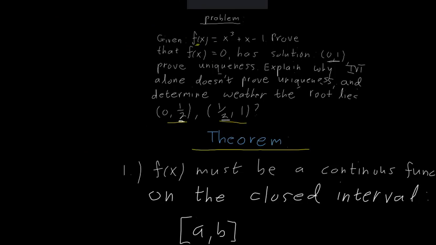Okay, I want you to jot this down in your notes. IVT proves existence. Monotonicity gives uniqueness, and a sign check will give you the location of the coordinates you need to find. So that's pretty much the entire problem. All right, so that is it.